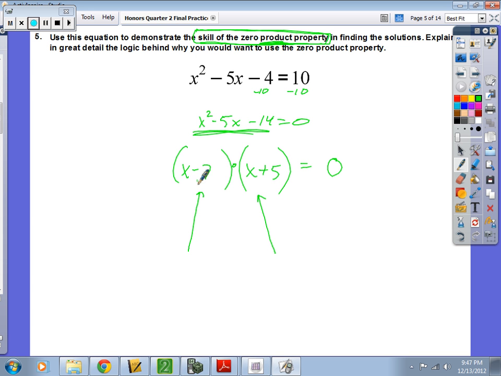What would it take to make this group be 0? It would take x equaling a positive 7. What would it take for this group to be 0? x would have to equal a negative 5.